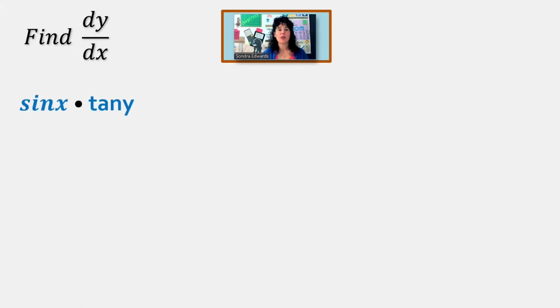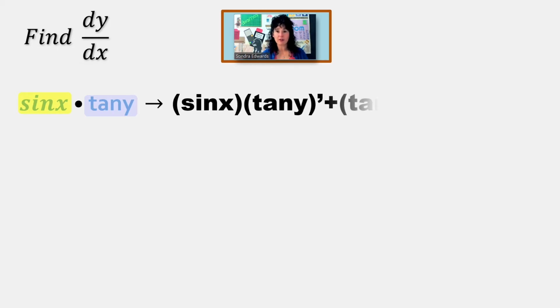So here we go. This time we want to find dy/dx. We want to find the derivative with respect to x. We have sine x times tangent y. So we are going to have to use the product rule because we have two things multiplied together. So if I just apply the product rule to begin with, we're going to have the sine of x times the tangent of y's derivative plus the tangent of y times the sine of x's derivative.